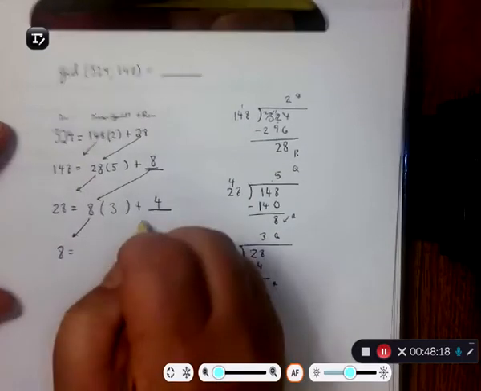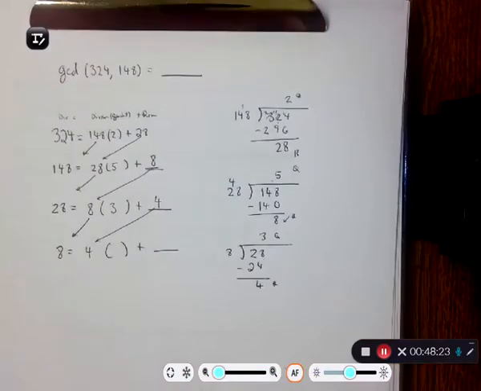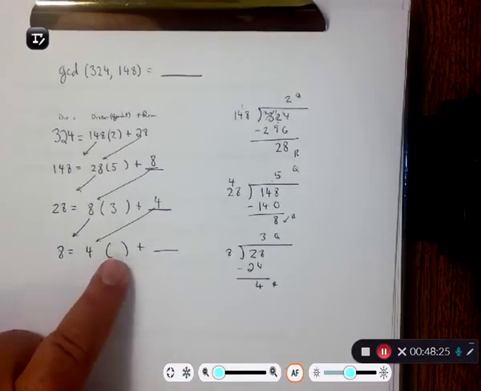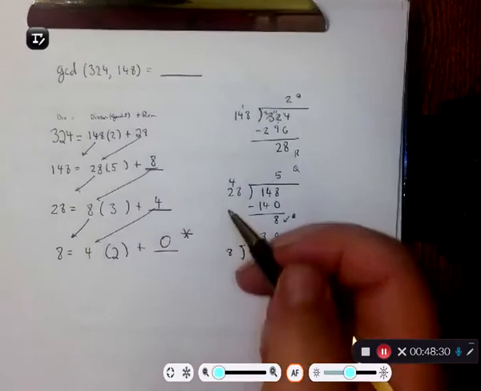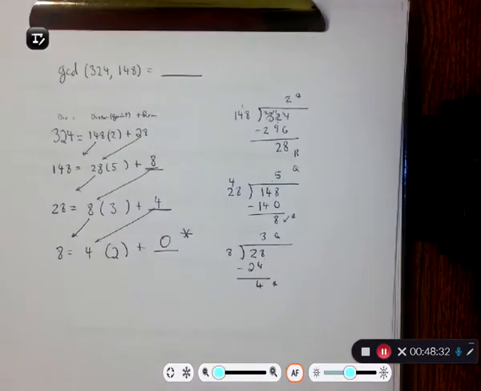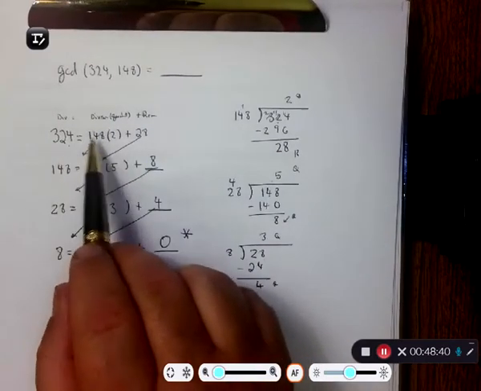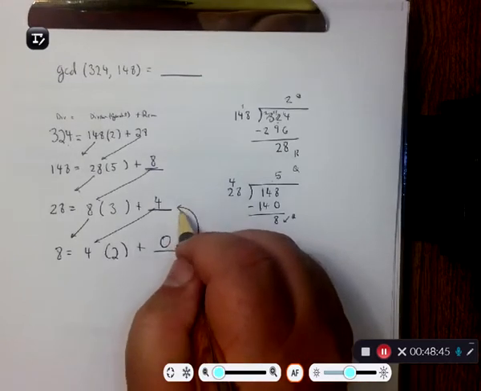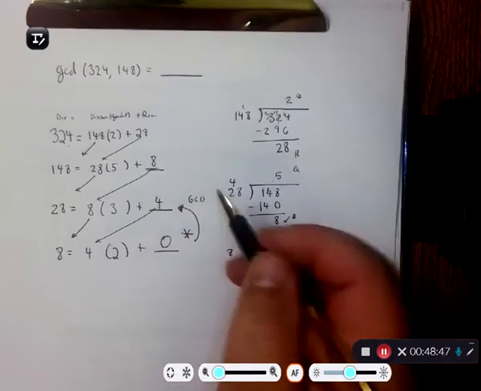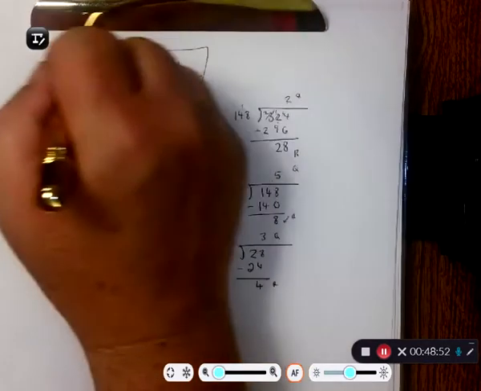8 equals, remainder is 4 times what plus what. Now we got it down to 8 is equal to 4 times what? Well, it's 4 times 2 plus 0. And that's when I stop. I won the game. And here's the deal. From the Euclidean algorithm, the GCD of what we started with, 324 and 148, is going to be the remainder before the remainder of 0. So here is my GCD. The remainder is 4. Okay?